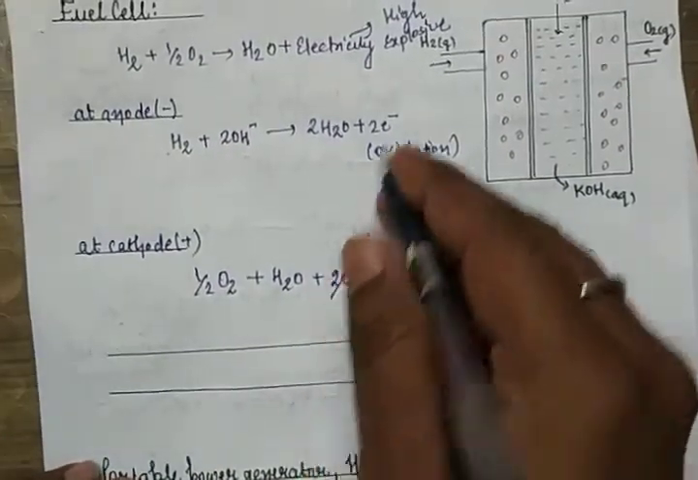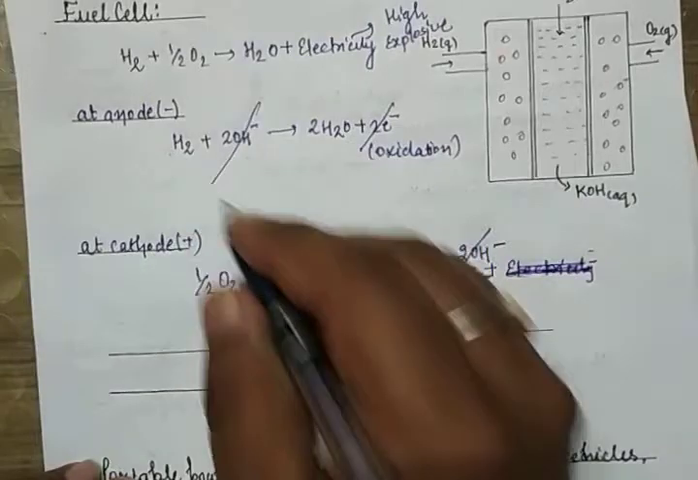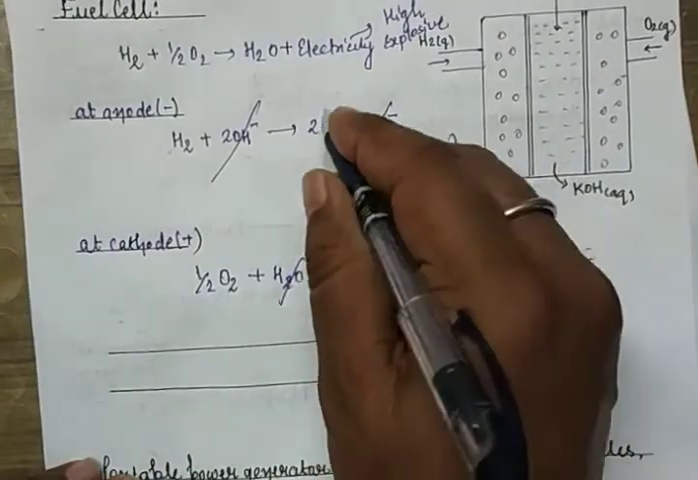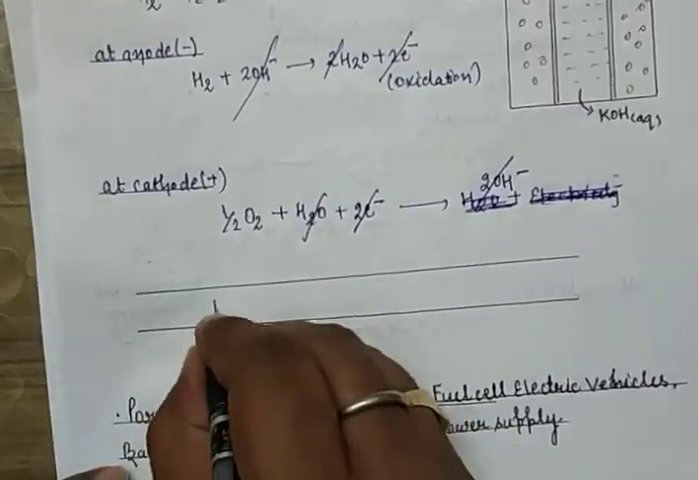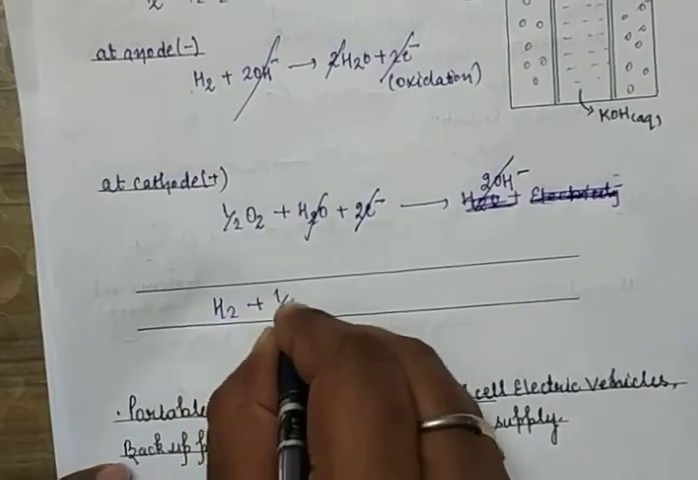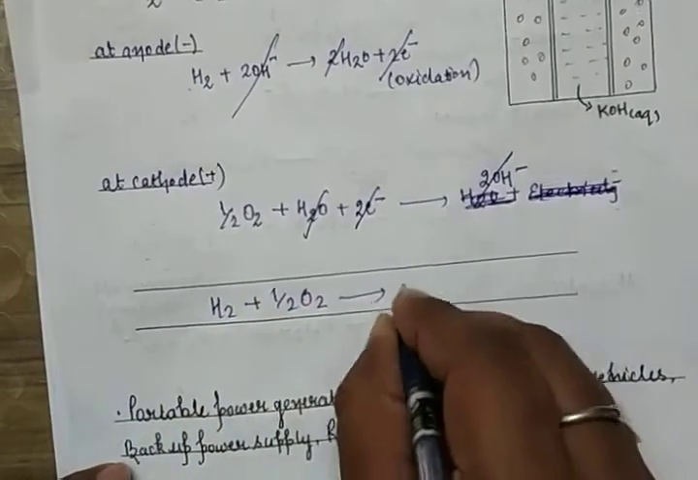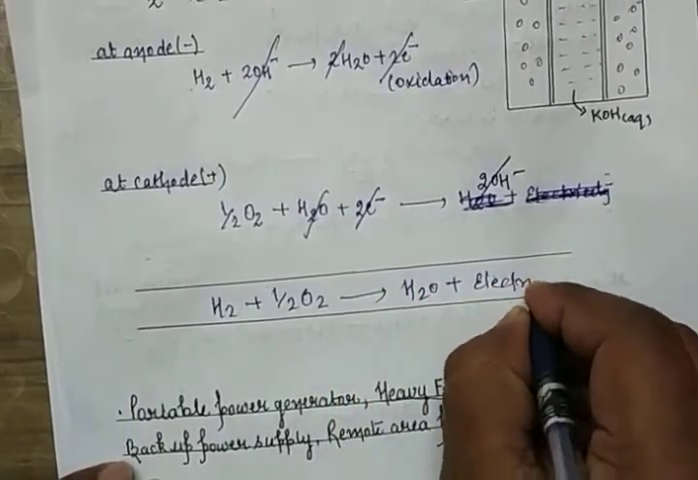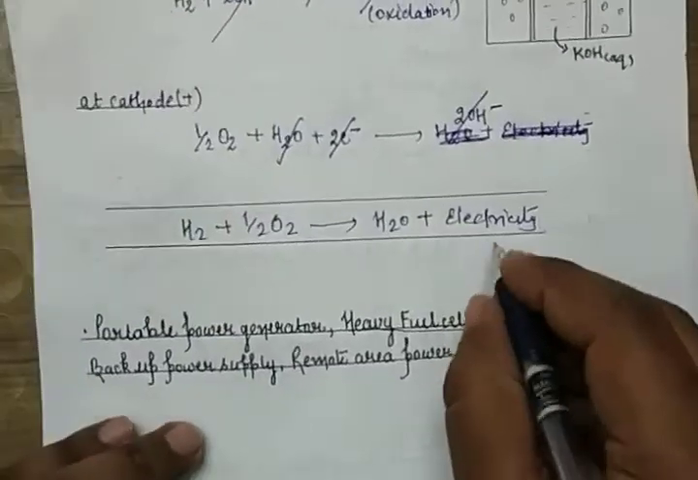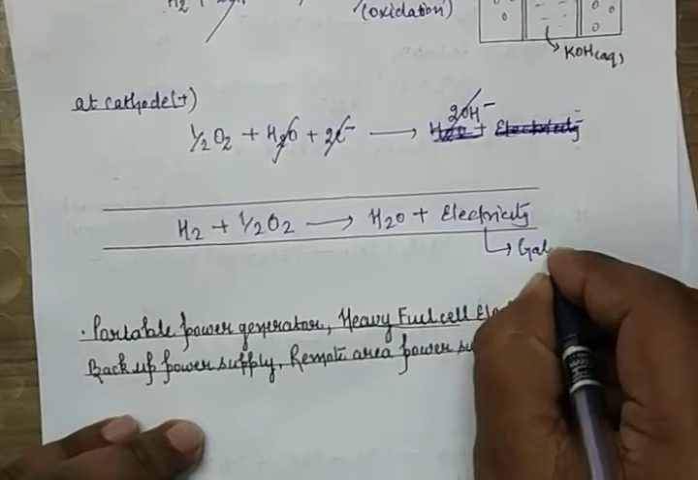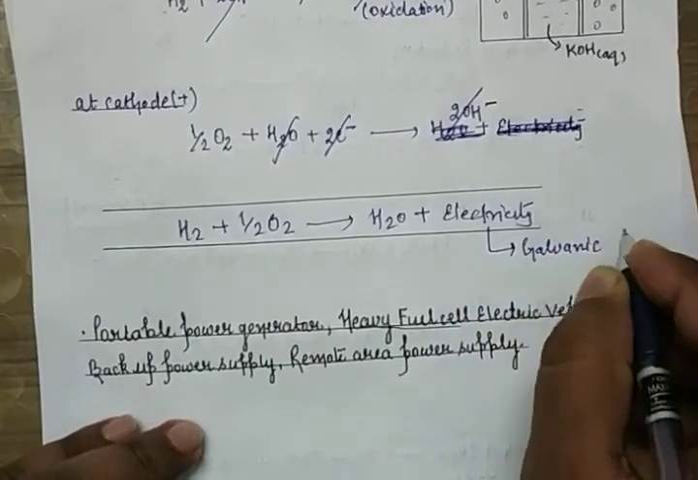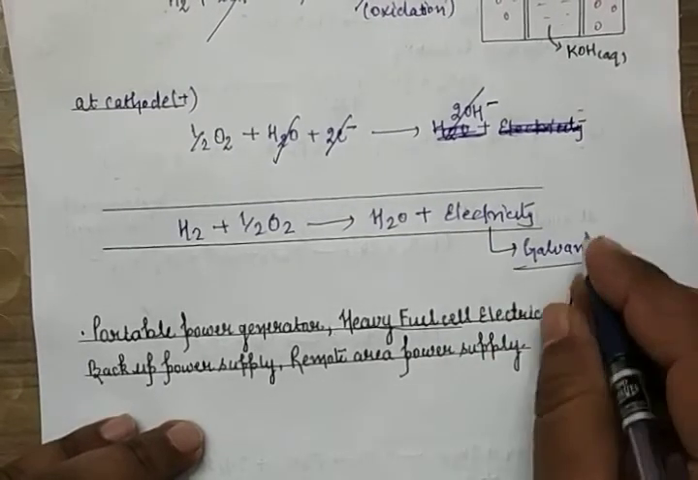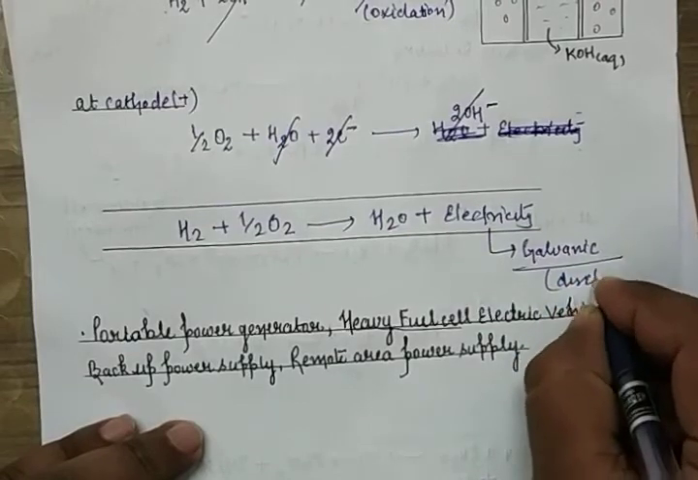So now electrons cancel. OH- cancels. And 1 hydrogen and there is a 2, it means 1 hydrogen cancels. So now the formation is the same: H2 plus half O2 gives H2O plus electricity. It means the cell works as a galvanic cell. Galvanic means chemical energy is converted into electrical energy. It means the cell is discharged.